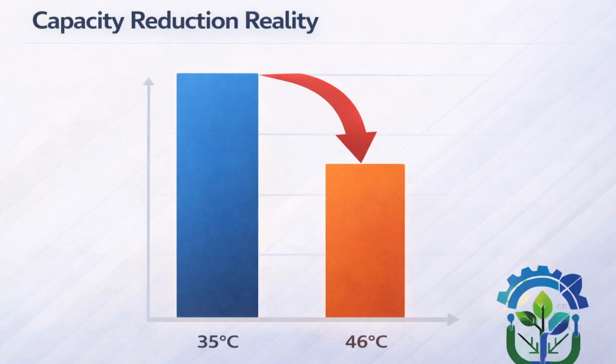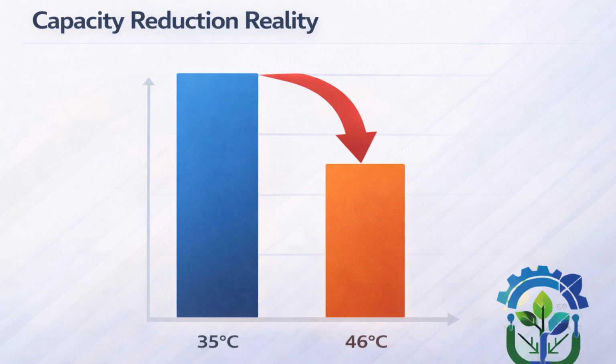To understand capacity reduction, here is a simple reality check. A unit rated at 35 degrees Celsius will not deliver the same capacity at 46 degrees Celsius. That means a 1.5 ton unit can easily become 1.1 or 1.2 tons in real conditions.